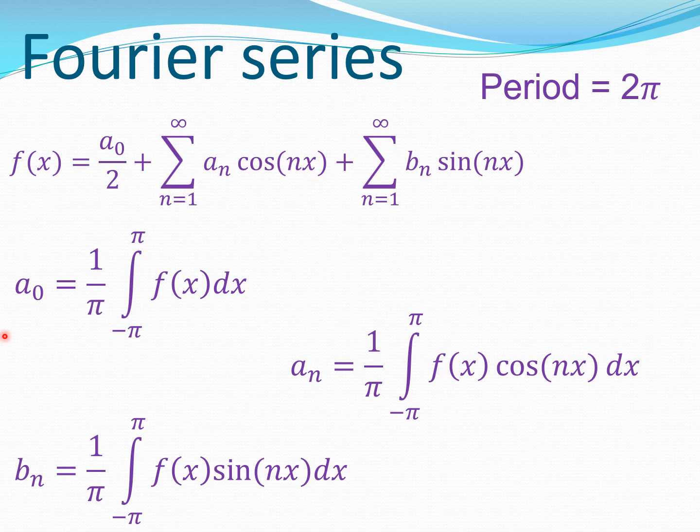Now if we look at these different coefficients, we can obtain these coefficients from integration. So a0 is 1 by pi times the integral from minus pi to pi of f(x) dx, a_n is 1 by pi times the integral from minus pi to pi of f(x) cos nx dx, and b_n is 1 by pi times the integral from minus pi to pi of f(x) sin nx dx. So these are the three key coefficients in the Fourier series, and essentially if we know the function f(x), we can calculate these.